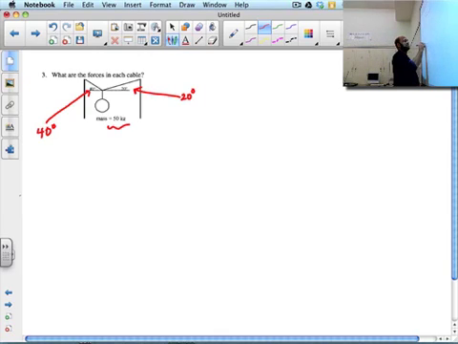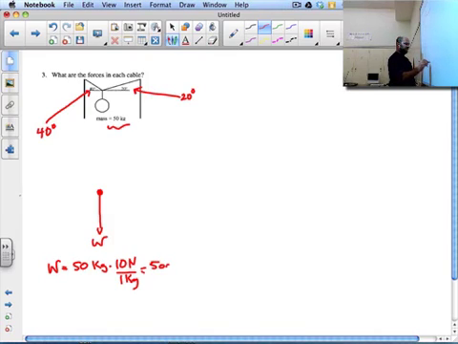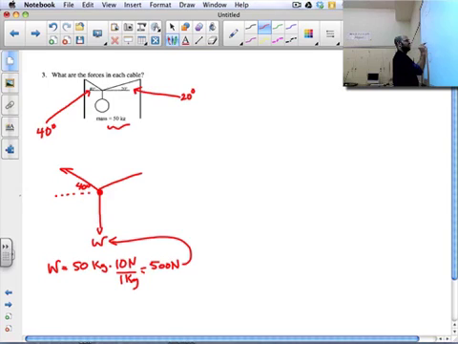So a force diagram for this situation looks like the weight going down, W, and we can calculate that right now. Weight is going to be 50 kilograms times 10 newtons per 1 kilogram. This is because we're on the Earth's surface. So that's going to give us 500 newtons of weight. Then we have a rope going at an angle to the left, which looks like 40 degrees, and another rope at an angle to the right, about 20 degrees.